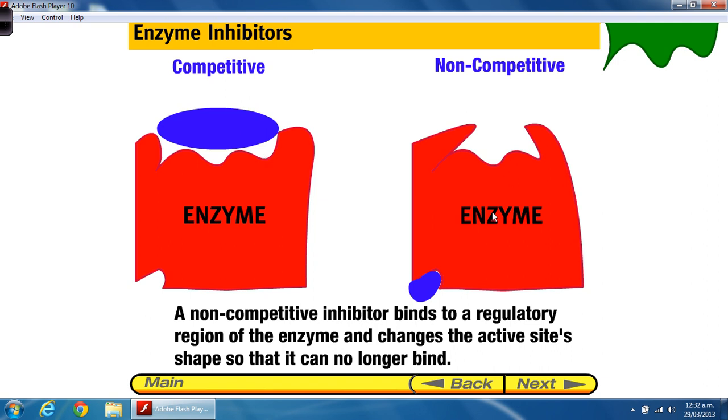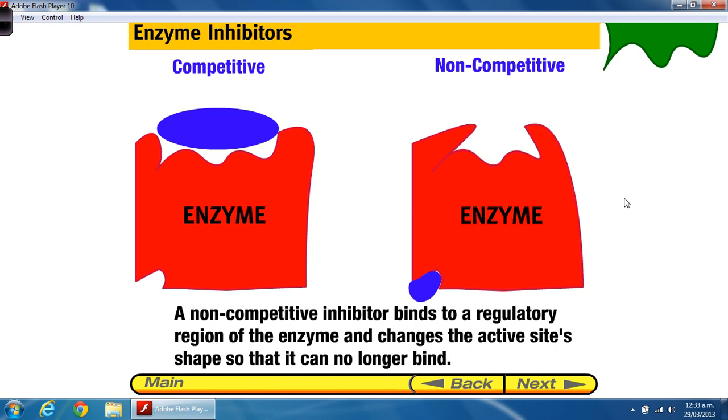A non-competitive inhibitor binds somewhere else on the enzyme and changes its shape. We looked at proteins earlier in this course, and proteins are made up of amino acids. It's the shape that the amino acids fold up into, the protein's precise 3D shape, that really determines its function. So the shape of this enzyme determines its function, and the inhibitor here will change the enzyme's function.